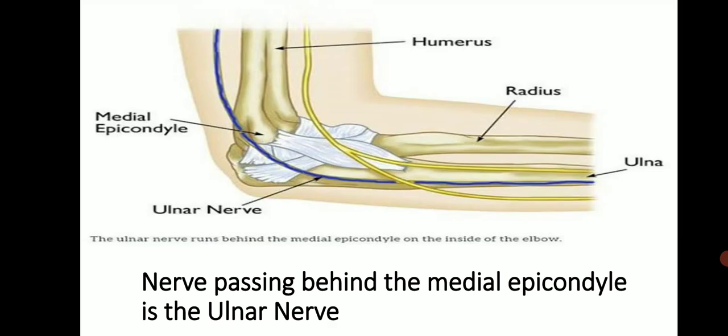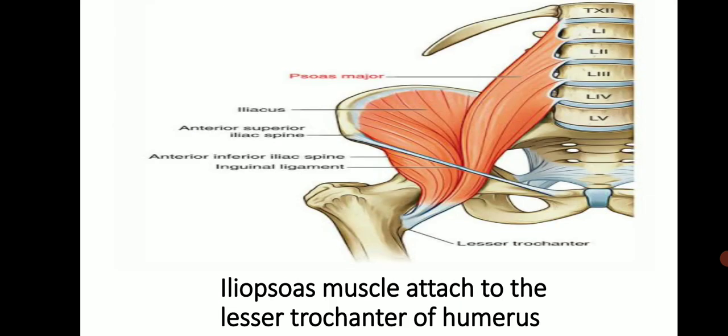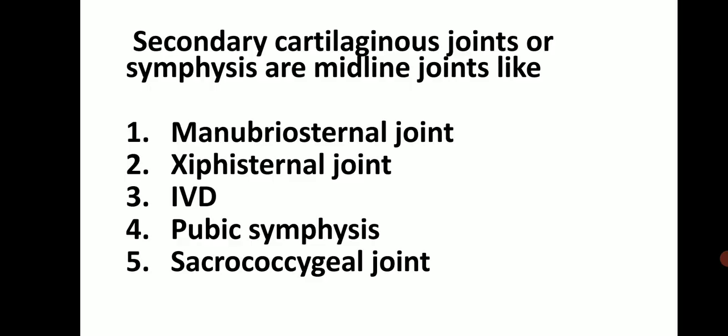Nerve passing behind the medial epicondyle is the ulnar nerve. Iliopsoas muscle attaches to the lesser trochanter of femur. Secondary cartilaginous joints or symphysis are midline joints like manubriosternal joint, xiphisternal joint, intervertebral disc, pubic symphysis, and sacrococcygeal joint.